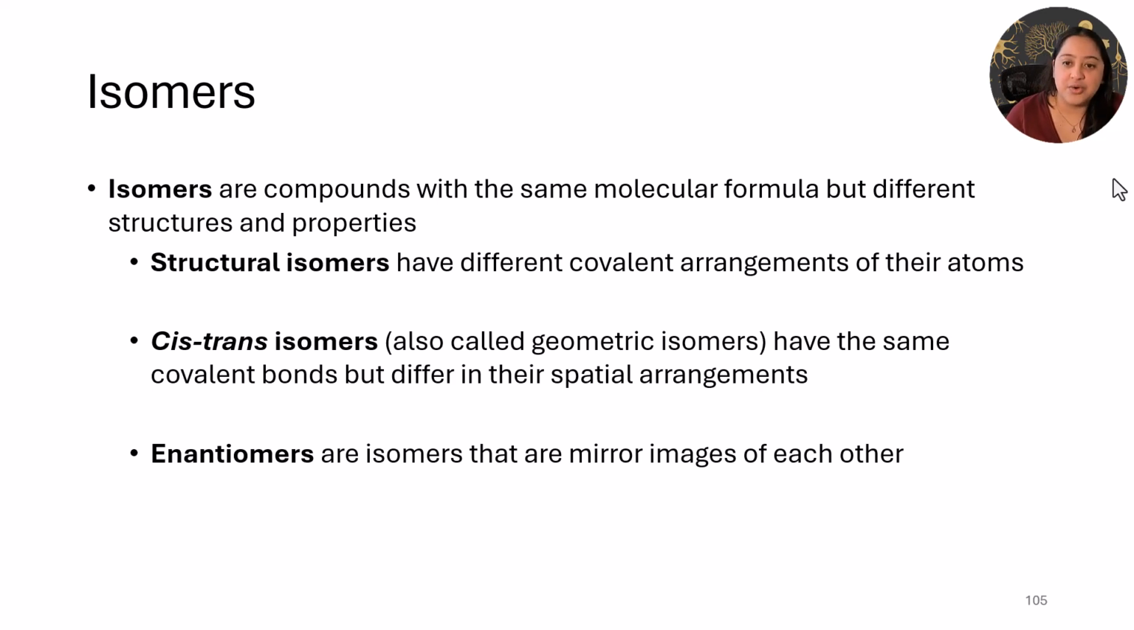So some compounds can have the exact same molecular formula, but different structures and properties. Structural isomers have different covalent arrangements of their atoms, so like where the bonds are. Cis-trans isomers have different shapes, and so they can also be called geometric isomers. They have the same covalent bonds, but differ in their spatial arrangements. And enantiomers are isomers that are mirror images of each other. So I'll show figures in the next couple slides.